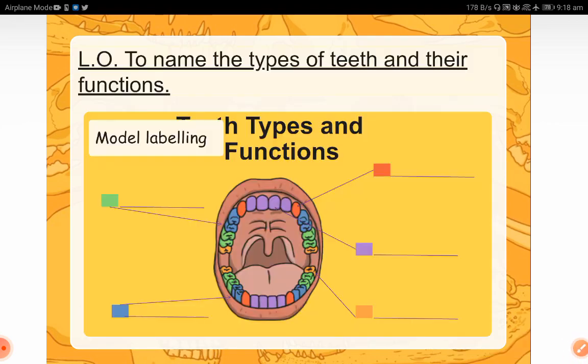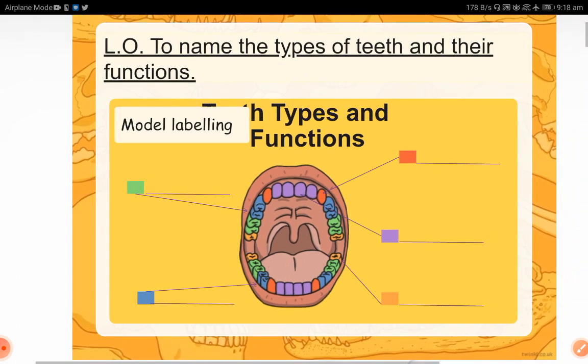So now you can use this figure to fill in these blank spots to test yourselves on whether you know these teeth or not.